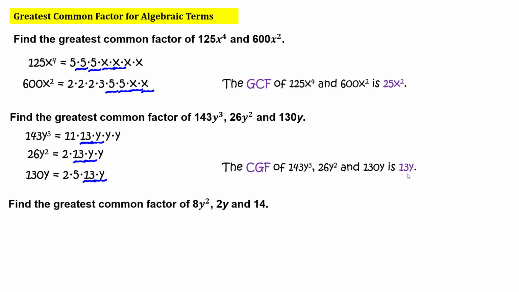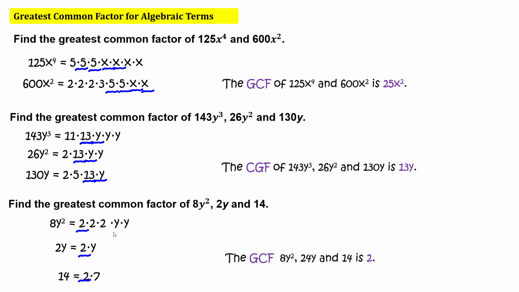And the last example: find the GCF, or greatest common factor, of 8y squared, 2y, and 14. 8y squared is 2 times 2 times 2 times y times y. 2y is 2 times y. And 14 is 2 times 7. These three factorizations have a 2 in common, and that's it. They have no other factors in common; all three have to have them. So the greatest common factor of 8y squared, 2y, and 14 is 2.